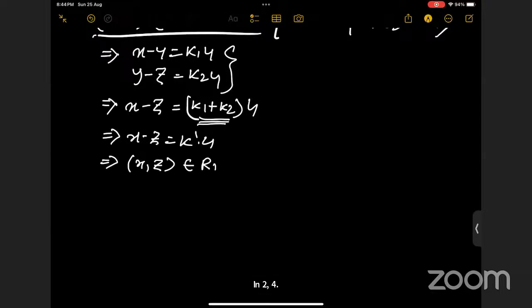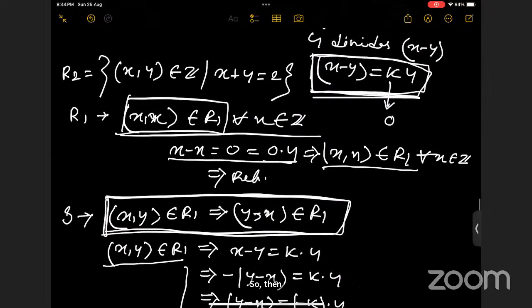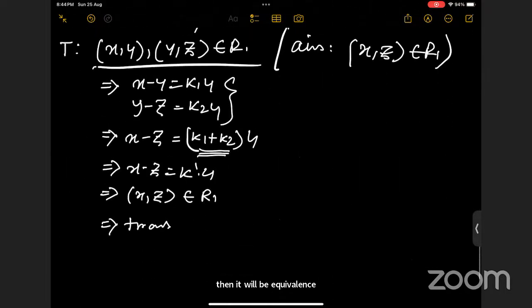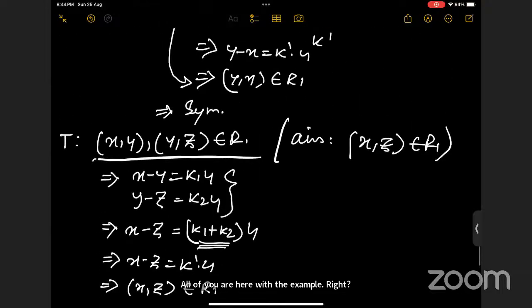So then it will be an equivalence relation, right? Yes. So the relation became reflexive, it became symmetric, and it became transitive. So it will be an equivalence relation. Okay. So is the example fine with you? Are you all clear with the example? Clear. Very good.